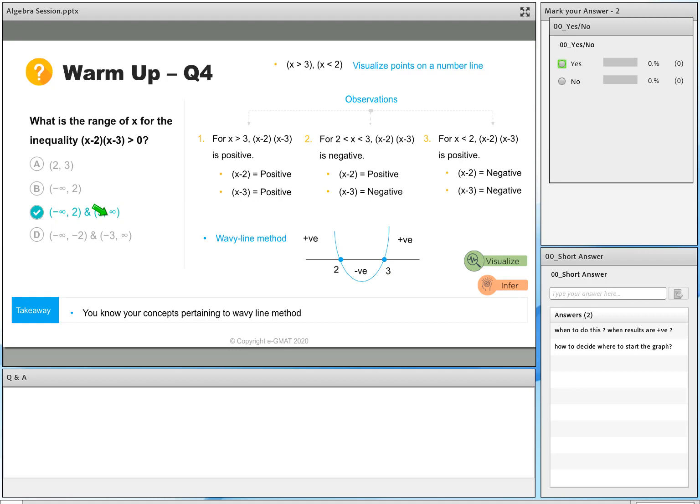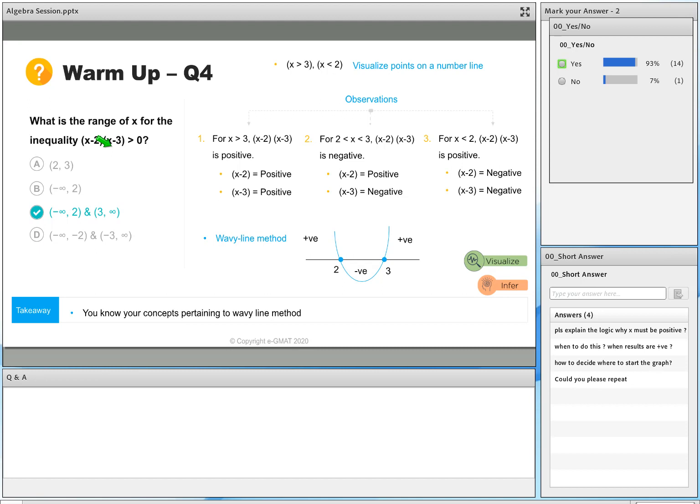Okay, when to do this? When results are positive. No. The result could be positive. The result could be negative. This could be anything. But what I said is that you're free to draw the wave from the top right hand corner if the coefficients of x are positive.